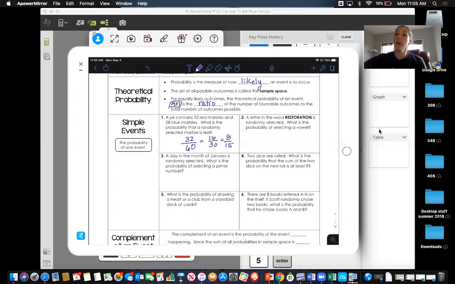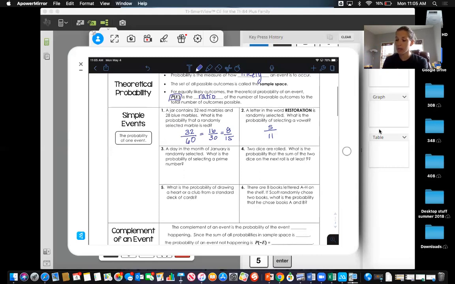Example number 2, we have a letter in the word restoration is randomly selected. What's the probability of selecting a vowel? So first thing you'd have to do is you'd have to count your vowels. So there looks like there are 5 vowels in that word, but there are also consonants. So you have to count your total number of letters in that word, and there are 11 letters. So it's vowels, how many choices you want to happen, or how many options do you want to happen over what is possible. So it's always what you want over what's possible.